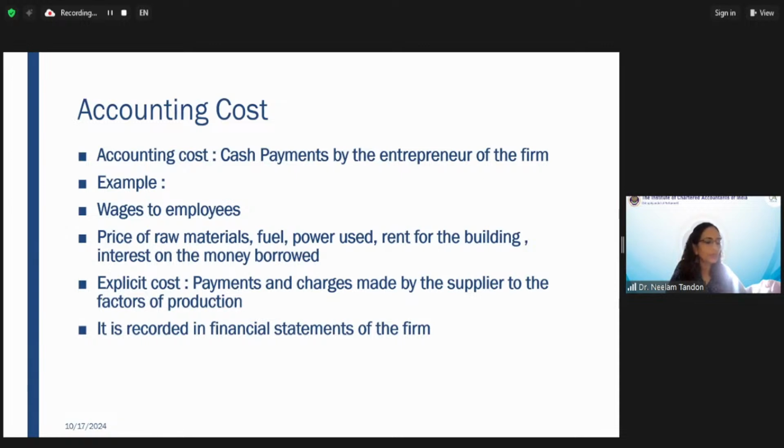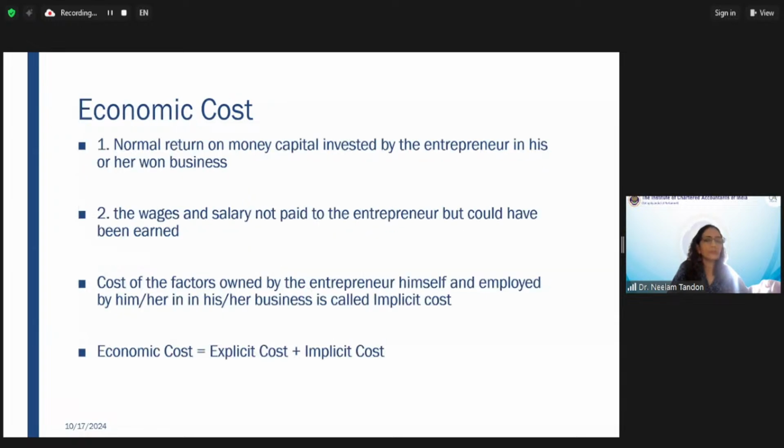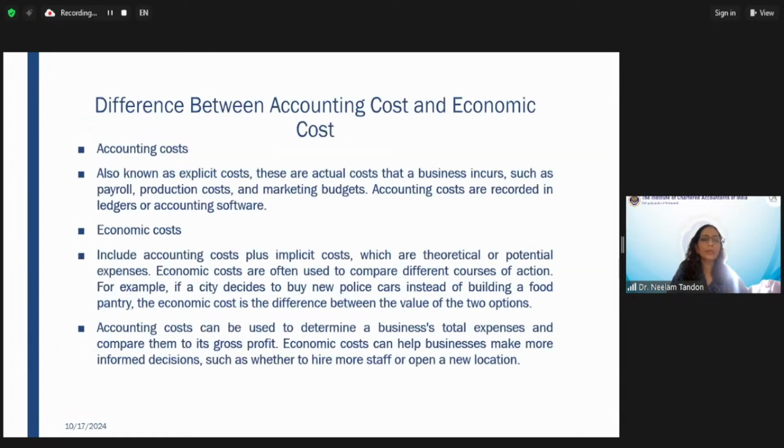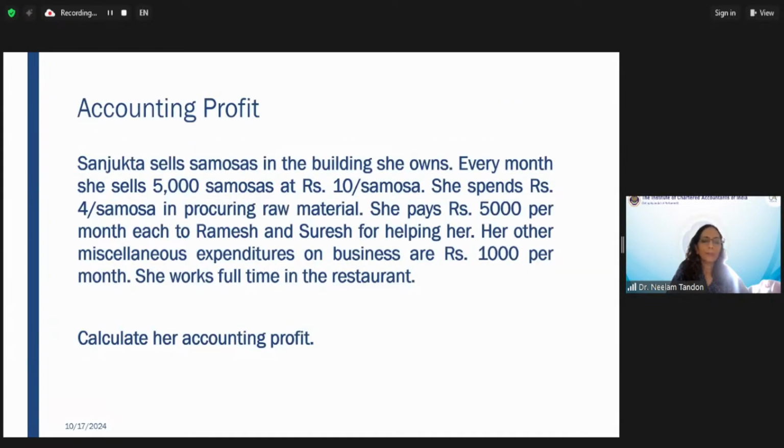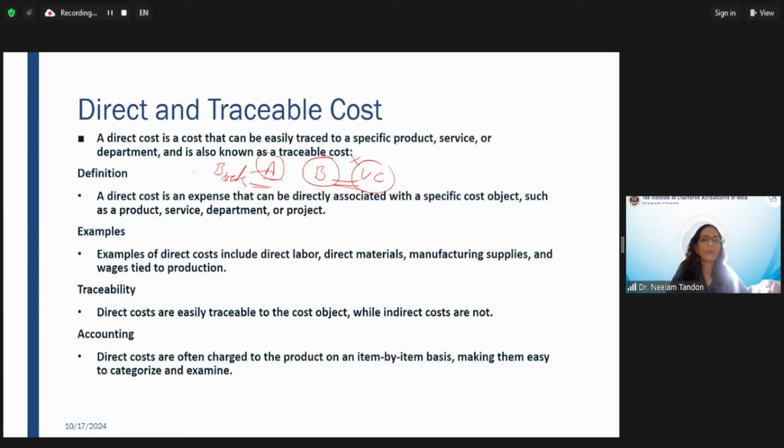Okay, what is the difference between explicit cost and implicit cost? Why is only explicit cost recorded in books, in financial statements? Why is implicit cost not recorded? So we had shared the example of accounting profit. Then what is the difference between direct cost and traceable cost?